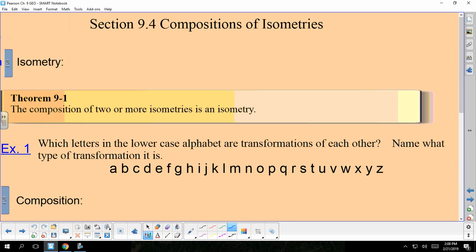All right, section 9.4 and 9.5. We're going to do two lessons today, 9.4 and 9.5. 9.4 is on compositions and isometries.